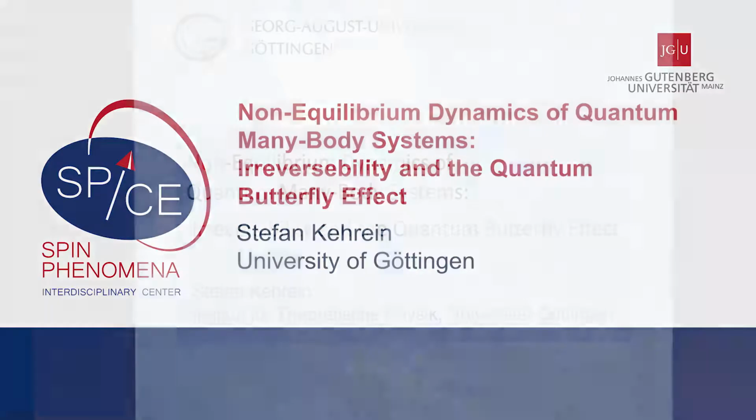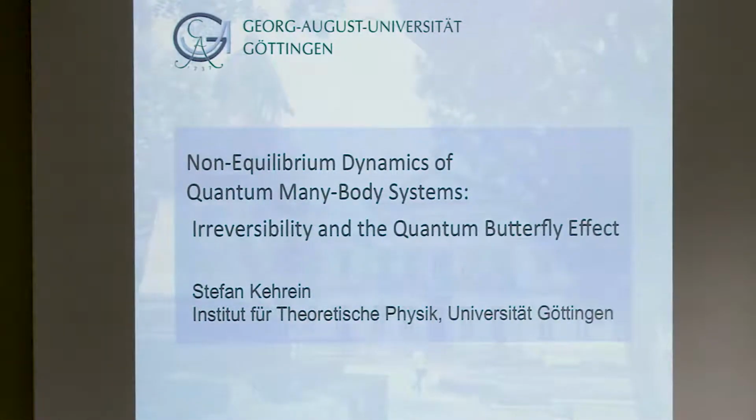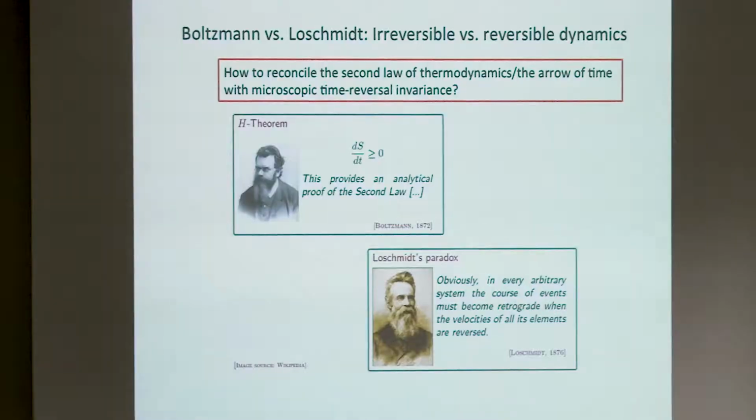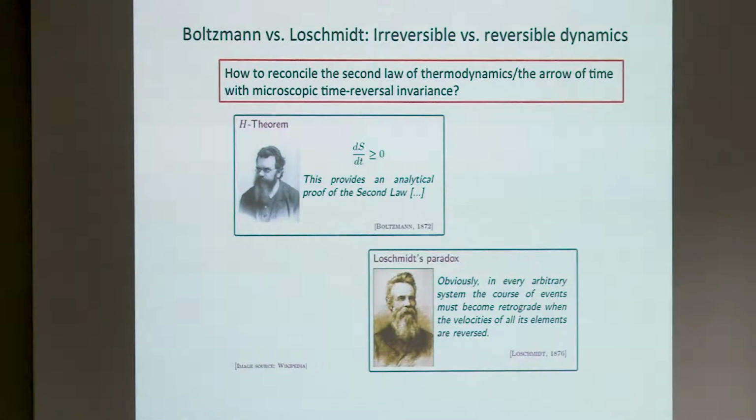So I'm talking about the quantum version of a problem that in its classical version was very much at the beginning of statistical physics, namely the question of irreversibility in isolated systems. So this question of irreversibility arose in this famous debate between Boltzmann and Loschmidt, which is essentially about the question, how do you reconcile the second law of thermodynamics, or the observed arrow of time, with the fact that on a microscopic level we have time reversal invariance. So we ignore CP violation.